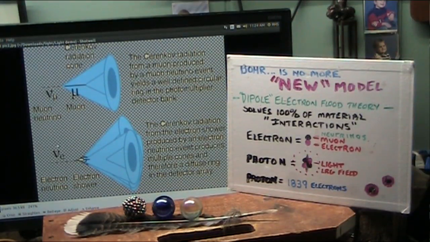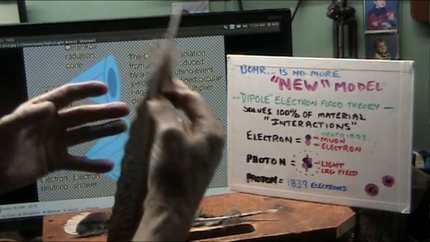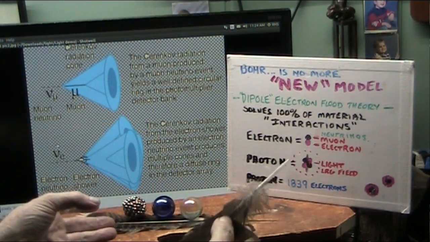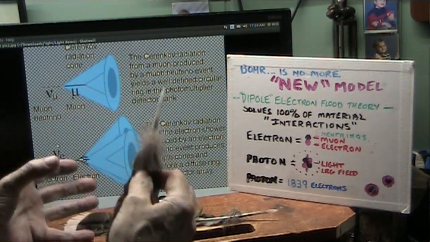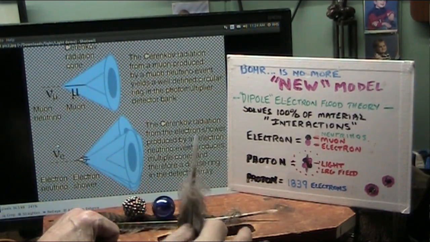Okay, so how do we start at the beginning? Well, what is the beginning? Well, the beginning is the atomic structure of particles. And what are they made of? What are atoms made of? What is the nucleus made of? This has been the real issue.